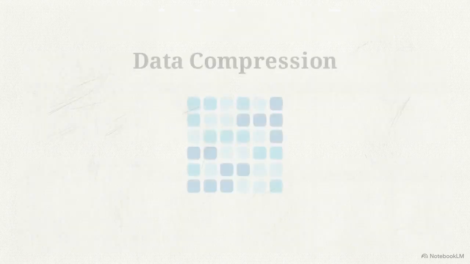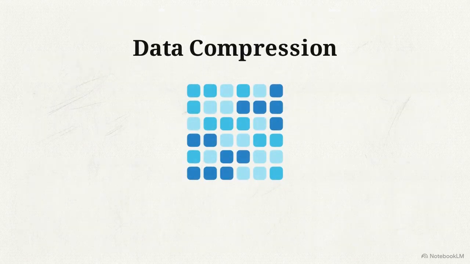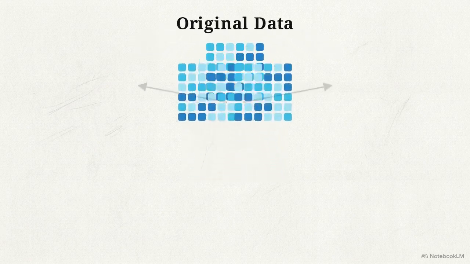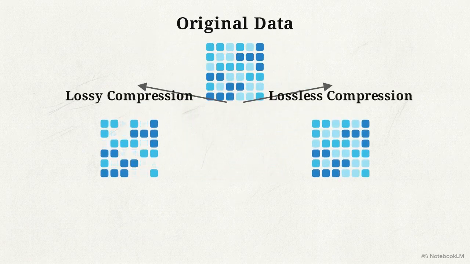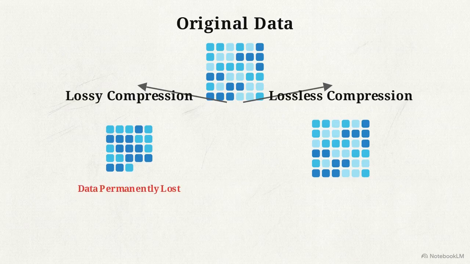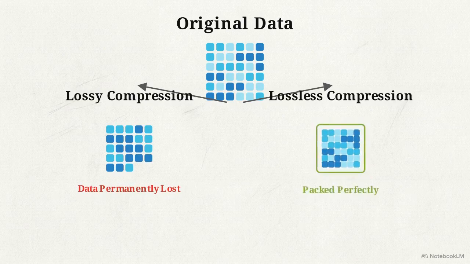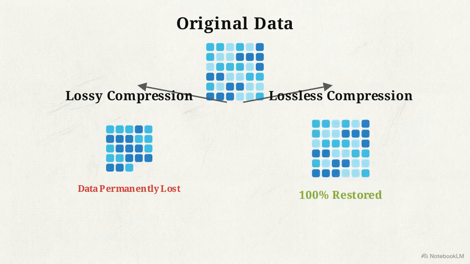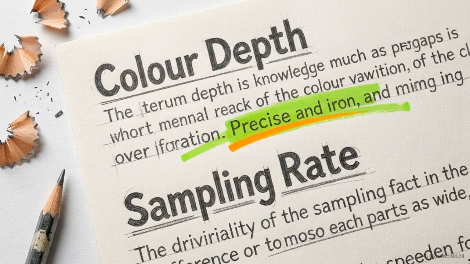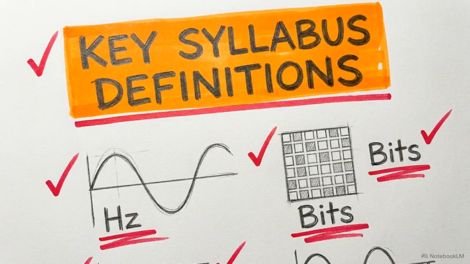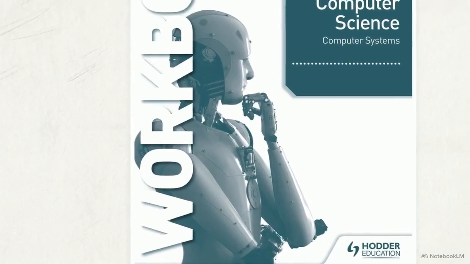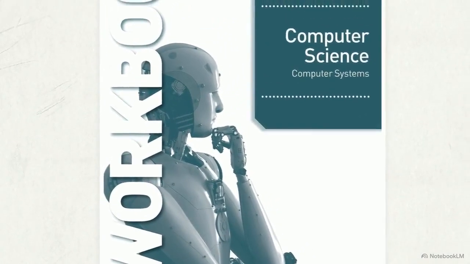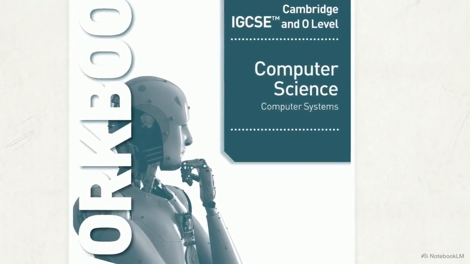To keep these massive files manageable, computers use compression. Lossy compression permanently deletes redundant data to save space, which is how an MP3 works. Lossless compression mathematically packs the data so that the exact original file can be perfectly restored later. Precise terminology is vital for this topic. You must use the exact definitions for technical terms like sampling rate, sampling resolution, and color depth. Accurate unit conversions and a firm grasp of these calculation steps are the primary requirements for this section of the syllabus.